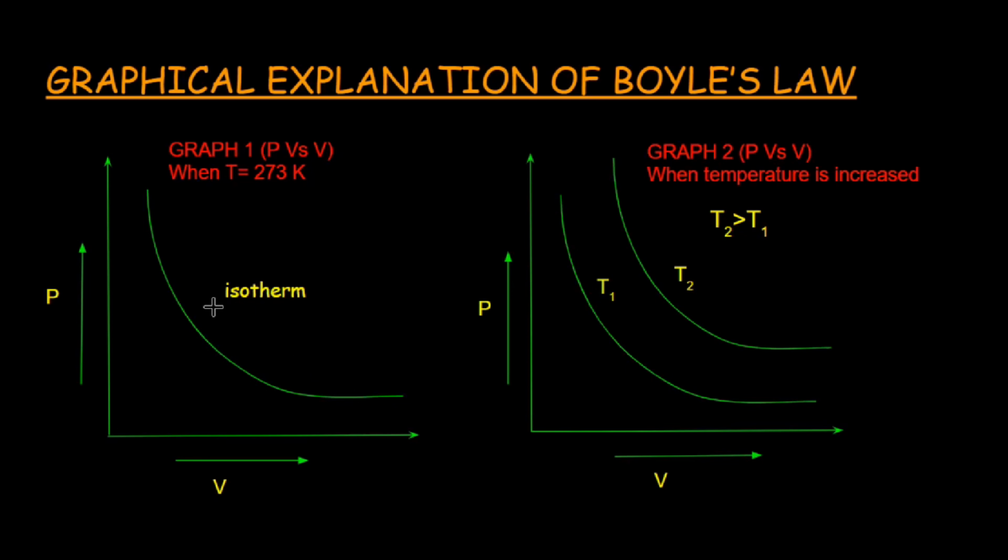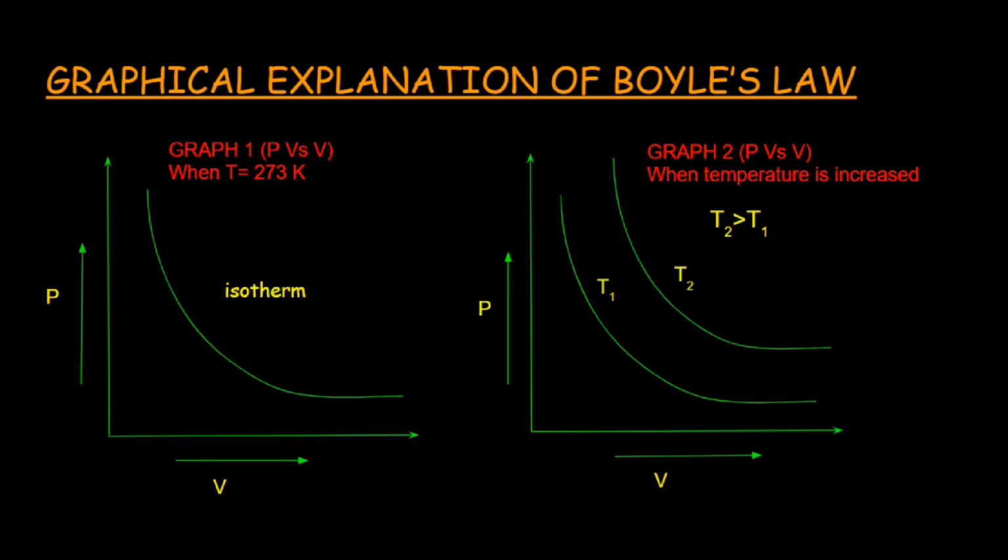This curve is known as an isotherm. Iso means same and therm means temperature. As this curve is obtained at constant temperature, it is known as the isotherm. When temperature is increased from T1 to T2, where T1 is less than T2, the same isotherm is obtained, but its location in the graph is changed. It is farther away from the volume and pressure axes, which shows that volume is increased by increasing the temperature.